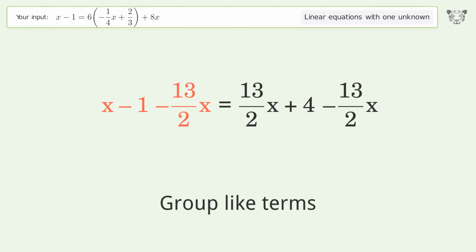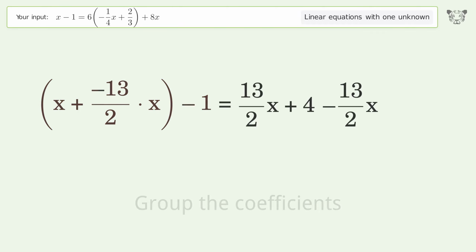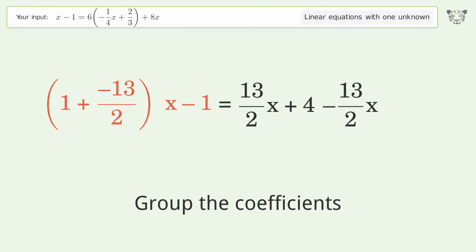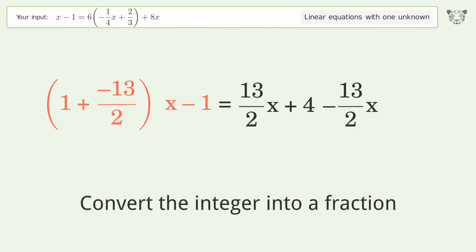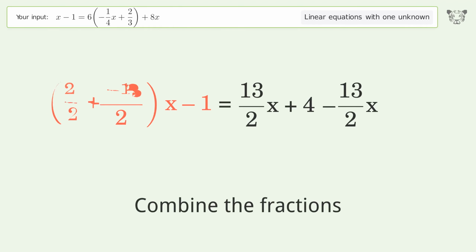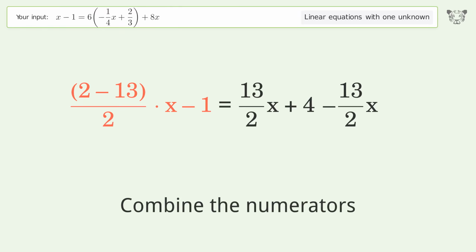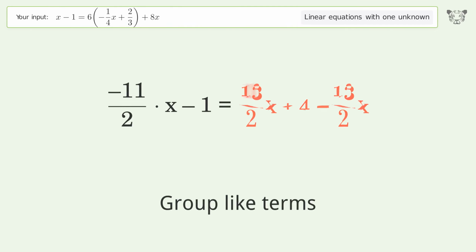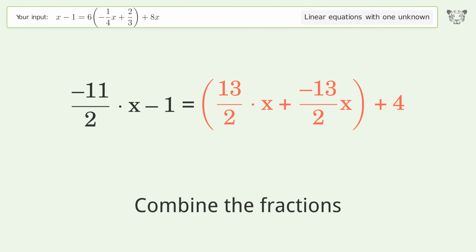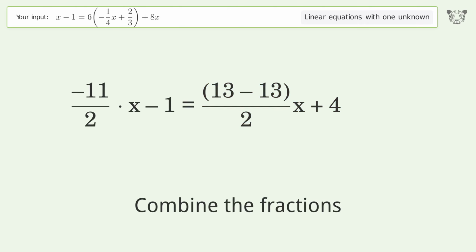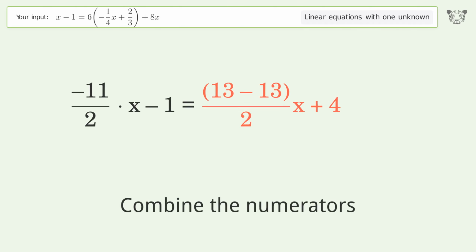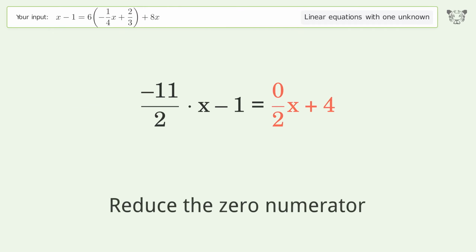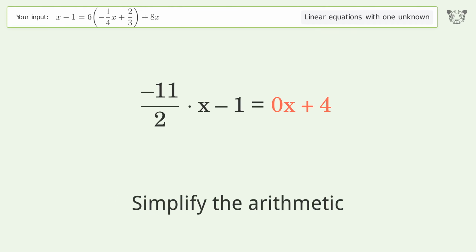Group like terms. Group the coefficients. Convert the integer into a fraction. Combine the fractions. Combine the numerators. Group like terms. Combine the fractions. Combine the numerators. Reduce the zero numerator. Simplify the arithmetic.